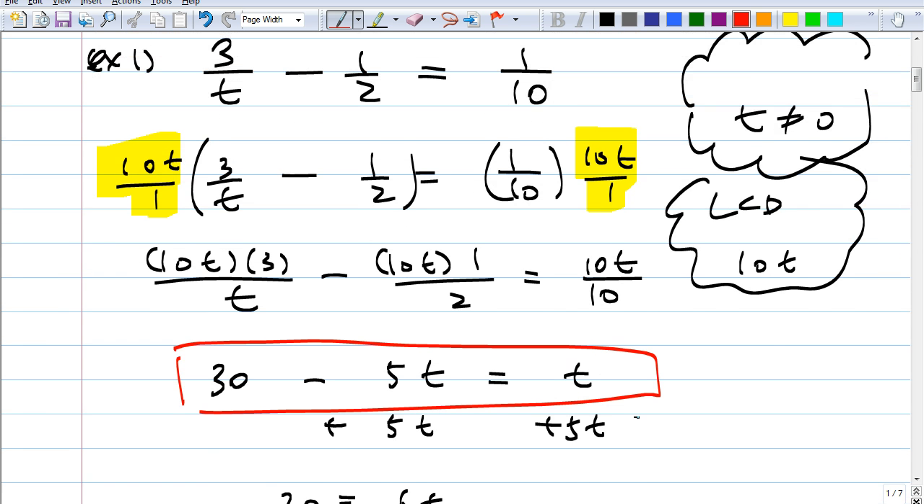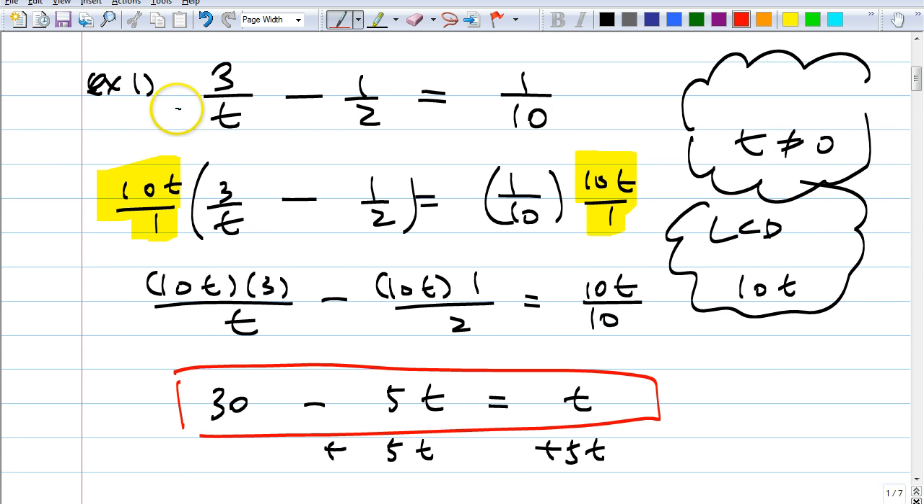But turns out, do you remember the restriction? What was the restriction for this? T can't be what? Can't be 0. Because if t was 0, our original equation is not even defined, right? Look at the first term. It'll be 3 over 0, right?